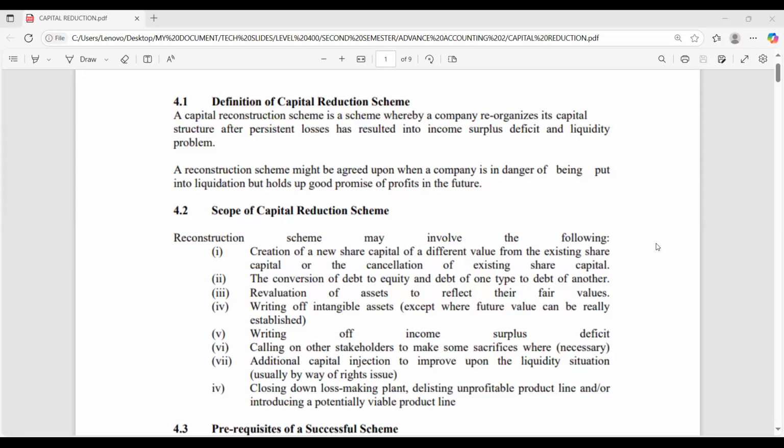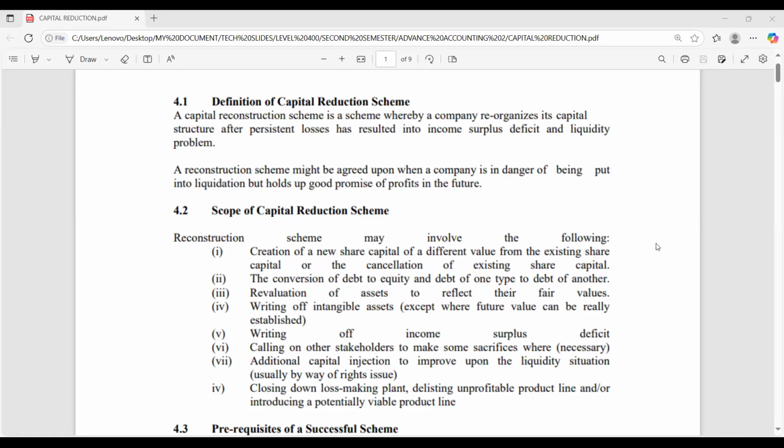Okay. So the scope of capital reduction scheme. A reconstruction scheme may involve the following: creation of new shareholders or share capital of different value from the existing share, or the cancellation of existing share capital. Now, what are we trying to talk about? If there are existing preference shareholders, you can have like 10% preference shareholders. These people are taking 10% of their contribution as dividend. You can decide that, okay, let's dissolve the 10% preference shareholders and do 8% preference shareholders, or let's do 25% preference shareholders. That is the first point.